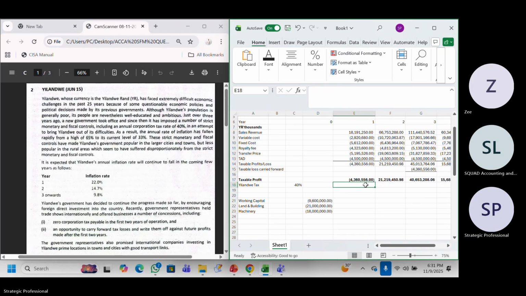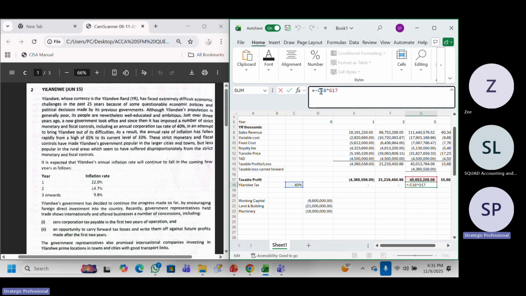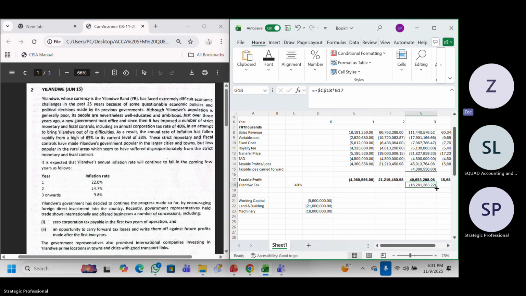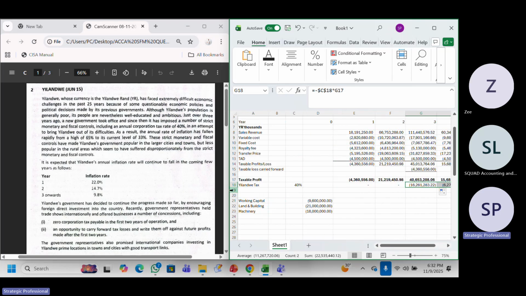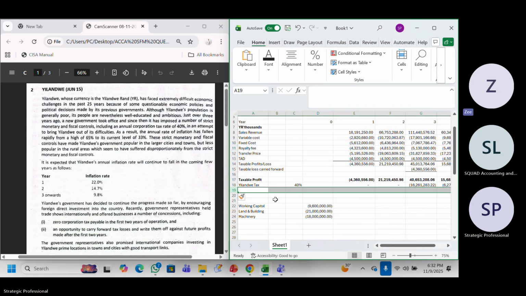So it means that if you remember, they said in the first 2 years there's a concession, so they won't be paying tax. It's from year two they'll be paying tax. So I can lock this cell C18 and drag. When we do that, what do we normally do to get the cash flow? You add back depreciation. Thank you very much. So I come here, add back tax depreciation.